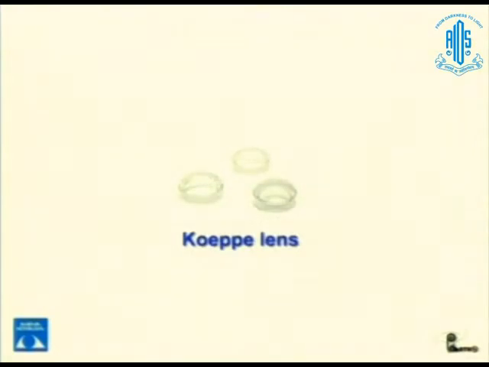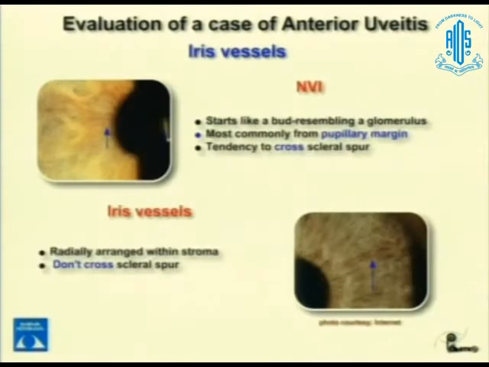Very good. This is the Koppe lens. The next step is to differentiate between neovascular iris vessels and the normal iris vessel. Neovascular iris vessels start as a bud. They most commonly arise from the pupillary margin, whereas the normal iris vessel is radially arranged within the stroma, and on gonioscopy it does not cross the scleral spur.